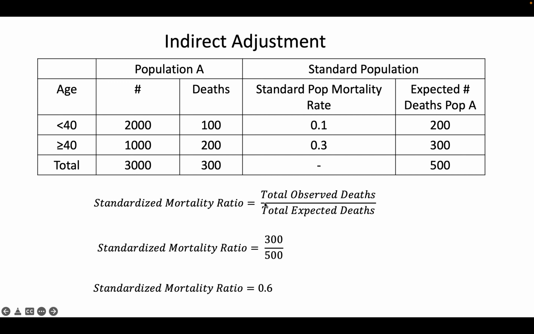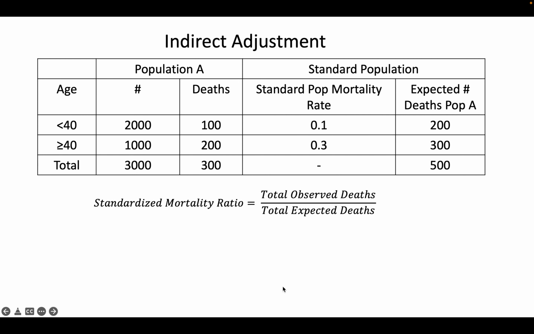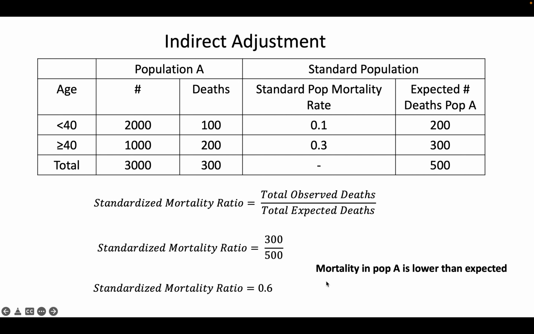So the standardized mortality ratio, you can find that by doing the total observed deaths over the expected deaths in population A. So we observed 300, and that just got weird because there's 300 here as well, but we observed 300 deaths in that population, and we expect 500, so a standardized mortality ratio of 0.6. Mortality in A is lower than expected because we saw 300 and expected 500.